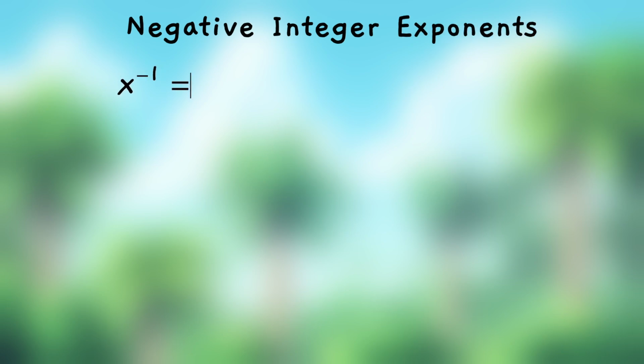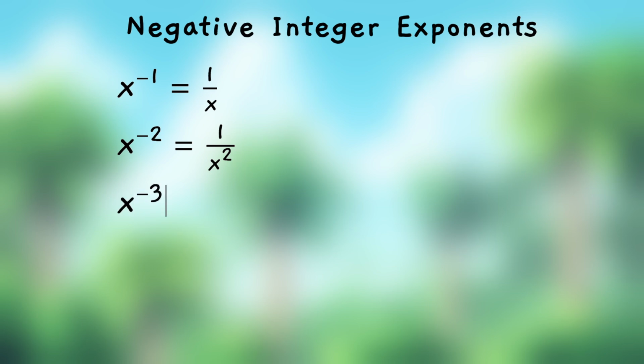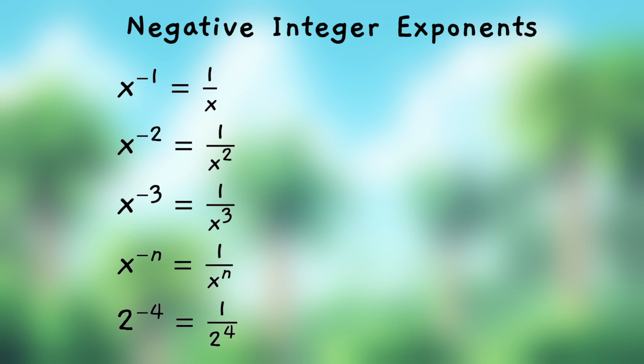X to the negative 1 power simply means 1 over x. X to the negative 2 power means 1 over x squared. X to the negative 3 power is 1 over x cubed. In general, x to the negative n power means 1 over x to the n. So when you're dealing with negative exponents, what that means is you first flip it over and do the exponentiation. So for example, 2 to the negative 4 power is 1 over 2 to the 4th power, which is 1 over 16.